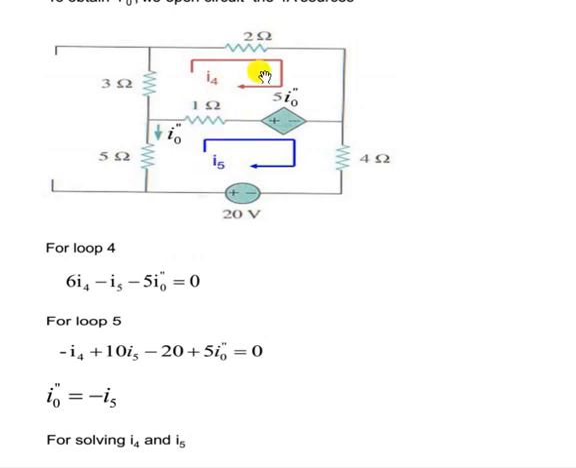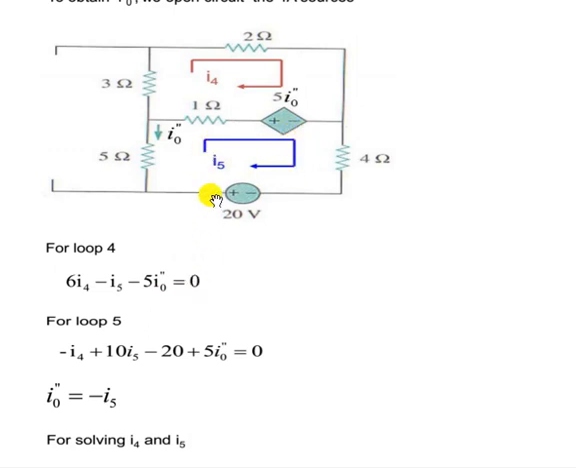Now for loop 4, what we can write, that 6 I4, and minus 1 I5, and as it encounters negative terminal first, so minus 5 I0 double prime equal to 0.